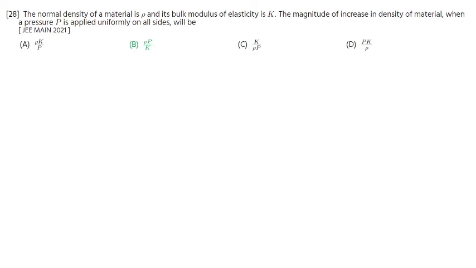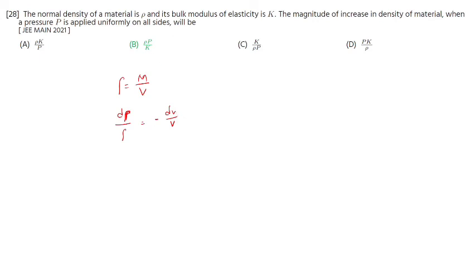The normal density of a material is rho and its bulk modulus of elasticity is K. Find the magnitude of increase in the density of the material when the pressure P is applied uniformly on all sides. We know the basic formula of density, mass by volume. Now if you differentiate, d rho by rho, we will get it as minus dV by V. Why?